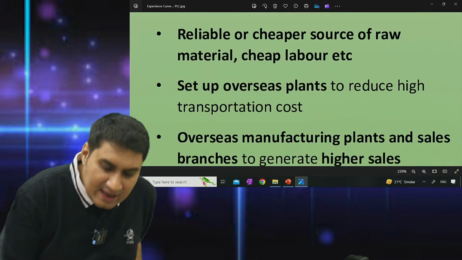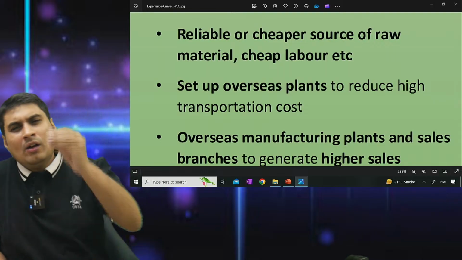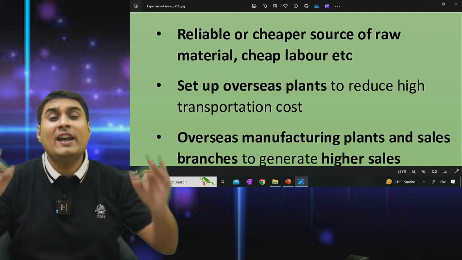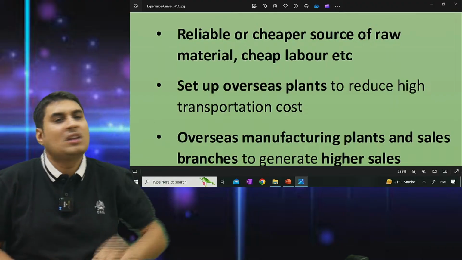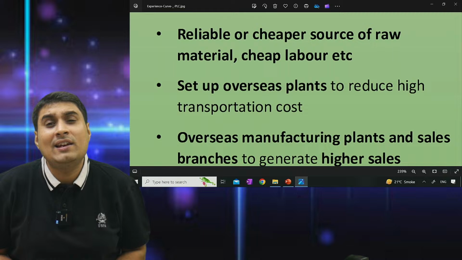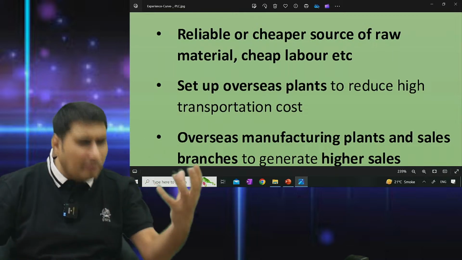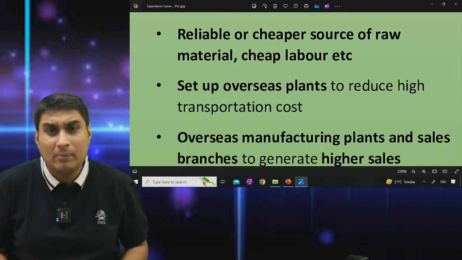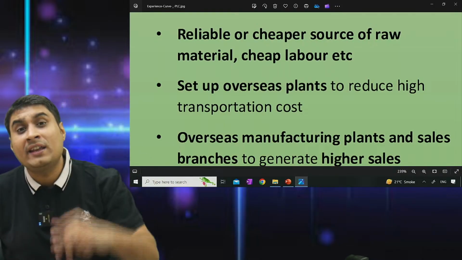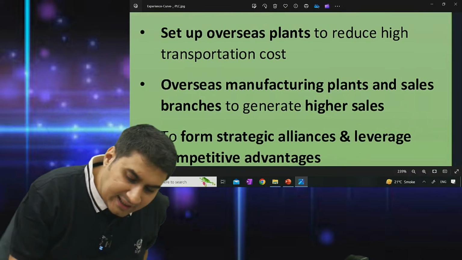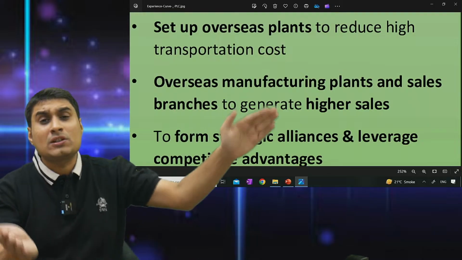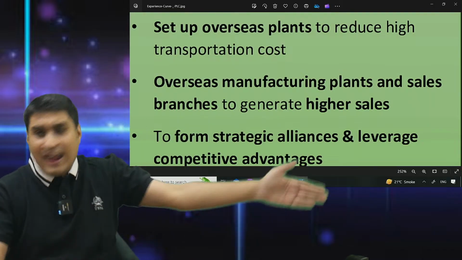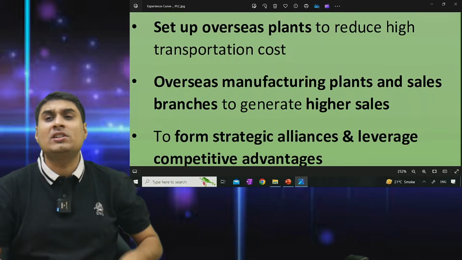Okay. Next, reliable or cheaper raw material and labor. What is cheaper than India? The most educated labor is available cheapest here. A CA costs only 1 lakh per month. Go abroad, a CA costs 15 lakh per month. So reliable or cheaper raw material, intelligent labor, English speaking labor available at a very low cost. That is why the majority of outsourcing work is done in India. We are just the back office for the US. Any US back office work is mostly done in India.